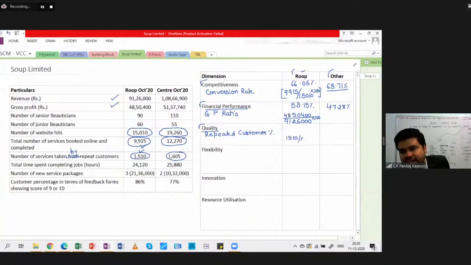1510 divided by 9915 into 100. How much? Quickly compute it, the repeat customer percentage, in order to see the quality. I'll also compute in the meantime for the others. It is 15.23. Thank you, friends. Thank you, Chavi. Thank you, Hema.